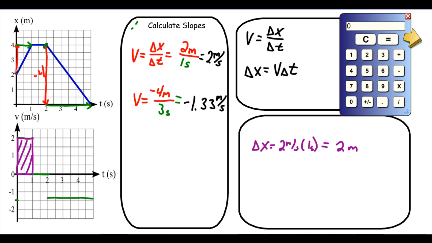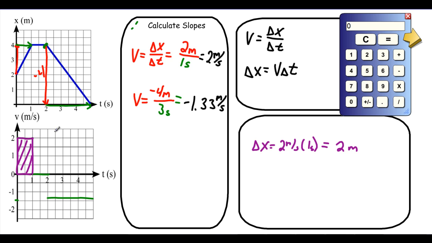So if I look here, I start at 2 and I go to 4. So that means my displacement was 2 meters. It went from 2 to 4. Good, that holds true. Now the area underneath this flat portion, or 0, is going to be 0. So my displacement here is going to be 0.